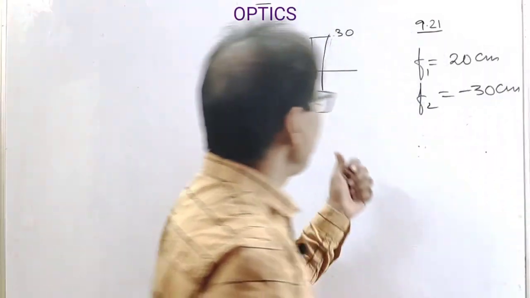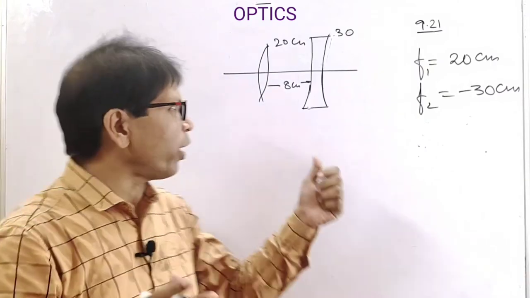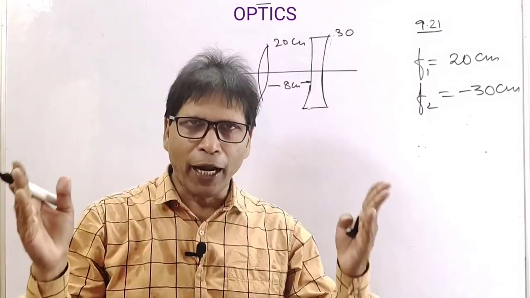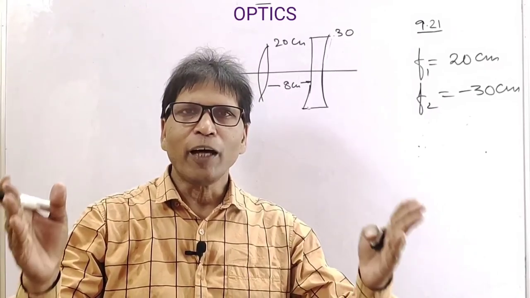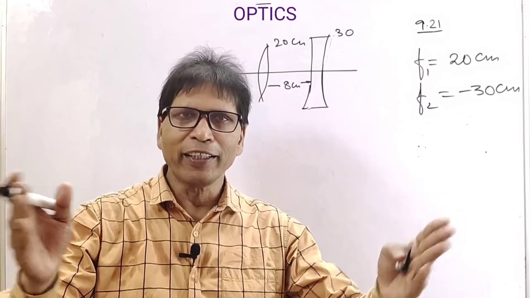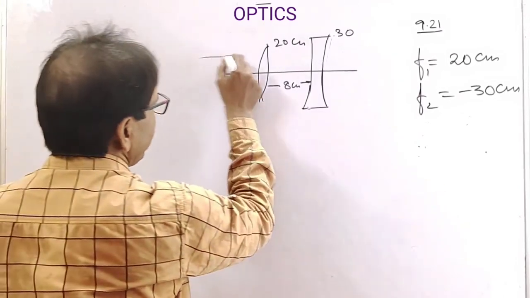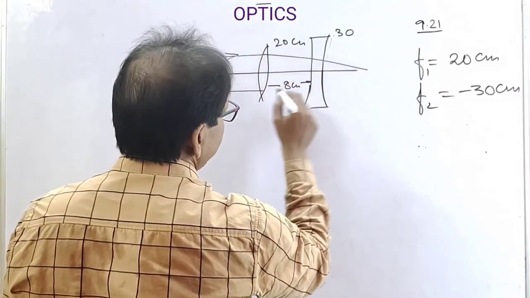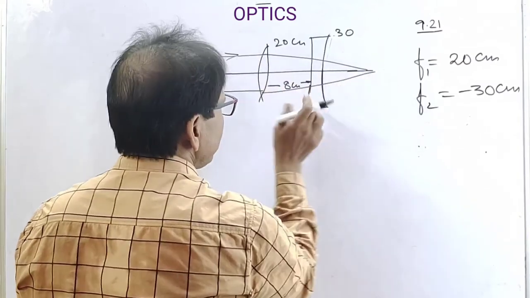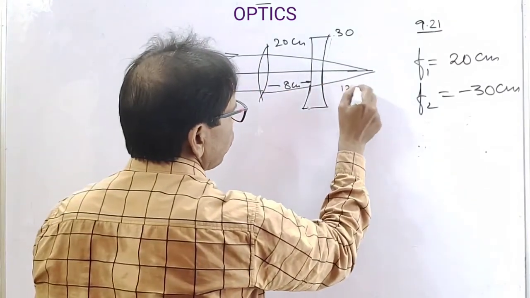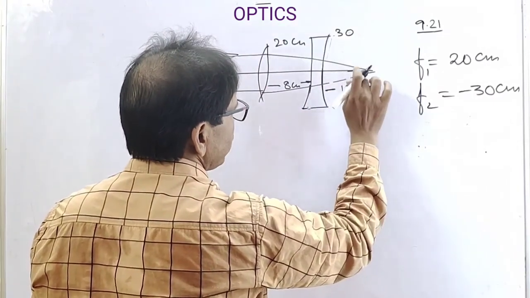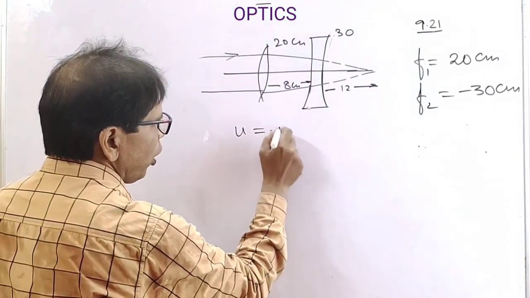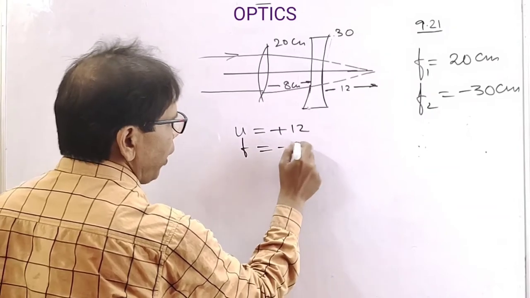Okay. Now, we have to calculate the equivalent focal length if the two lenses are separated by a distance of 8 cm. If a parallel ray is incident on the lens, the point of convergence is the focal length. Now look at this. When the ray is incident on the convex lens, the image is formed at a distance 20 cm from the convex lens. Now this is 8 cm, so this is the 12 cm. Now this is the virtual object for the concave lens. So for the concave lens, u equal to plus 12, f equal to minus 30.